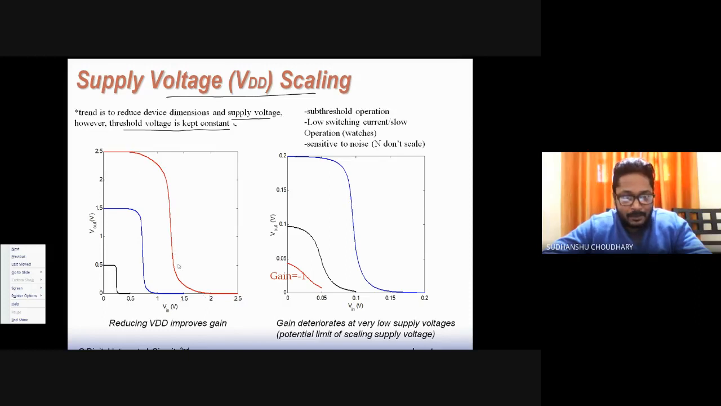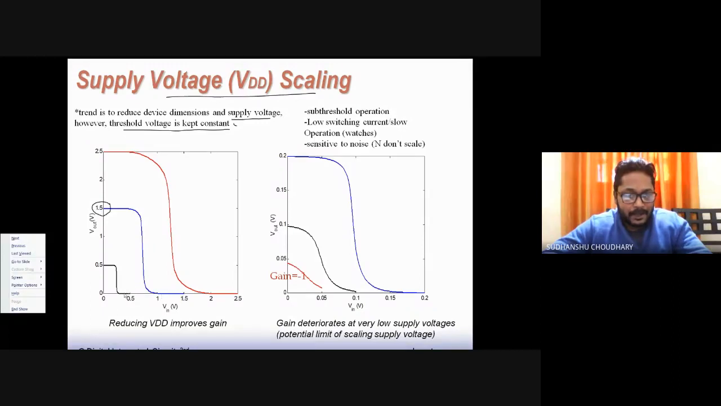here, and we draw the VTC at this 2.5 volt, and then let us say the supply voltage is reduced to 1.5 volt at this point. Now we see that at reduced supply voltage also, the inverter characteristic is still maintained. Earlier the inverter characteristic was this. Now at reduced supply voltage at 1.5 volts also, the inverter characteristic is maintained.